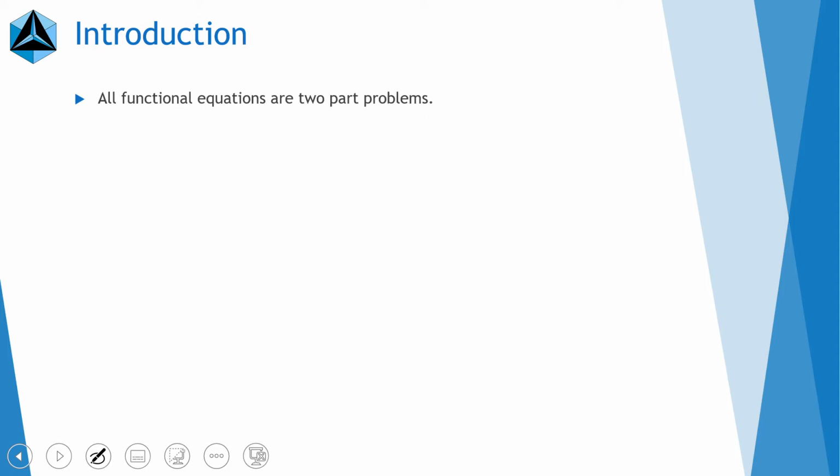All functional equations are two-part problems. This means that not only must you find all working solution functions, meaning that you need to cut out what are not working functions, you then must confirm that the list of functions that you claim may work actually work.